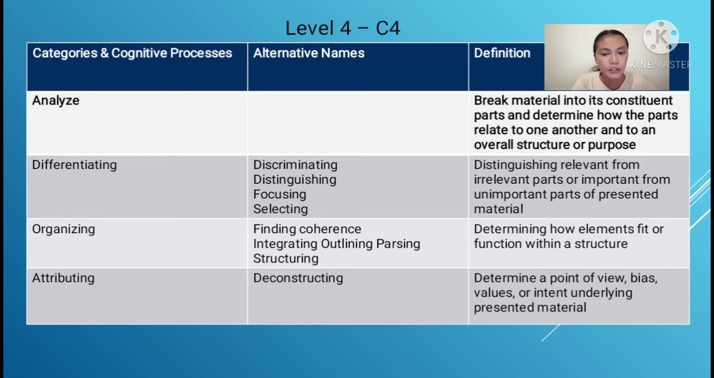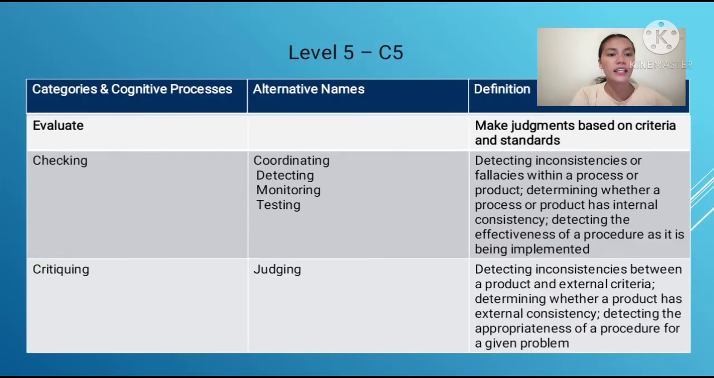And last is attributing. Its alternative name is deconstructing, which means determine a point of view, bias, values, or underlying presented material. Next is level 5, category 5, which is evaluate. Its definition is to make a judgment based on the criteria and standards. Its cognitive processes are checking and critiquing.